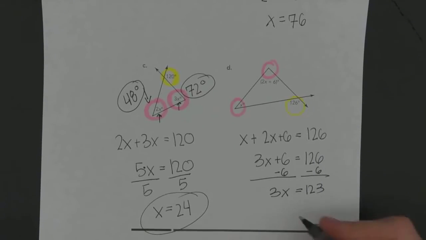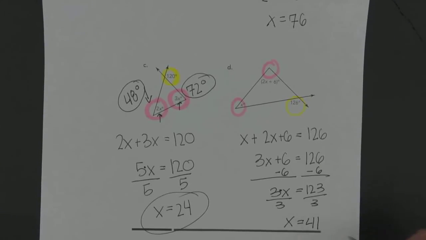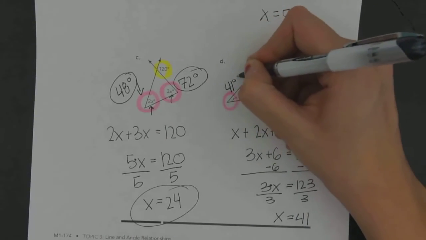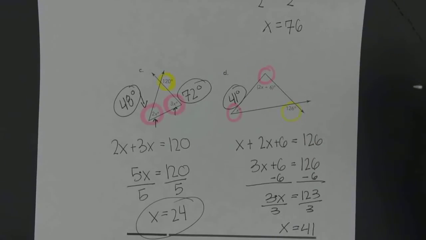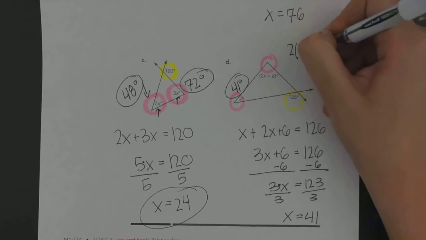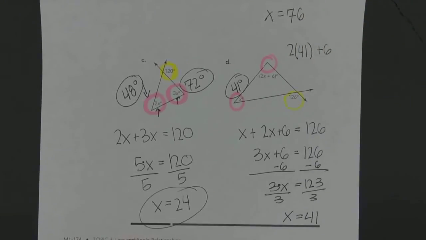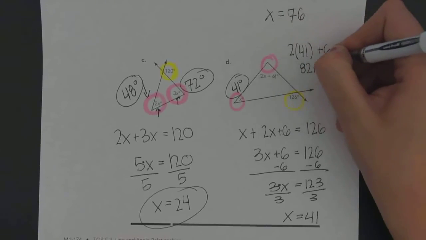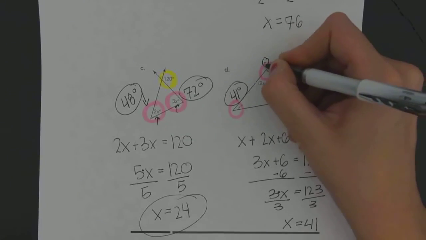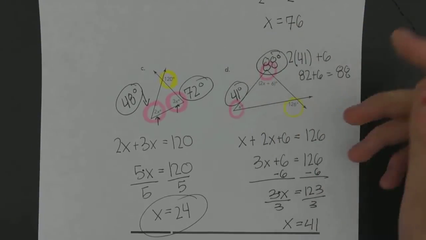And from there, I'm going to do the opposite. Again, they're being multiplied, so I'm going to divide both sides by 3. And that tells me that x equals 41. Now, right here is just x alone. So this angle is 41 degrees. But this one up here is 2x plus 6. So I'm going to plug in 41 in place of x. So I'm going to do that on my calculator. 41 times 2 is 82. And to add 6 onto it would give me 88. So this measure up here is 88 degrees.